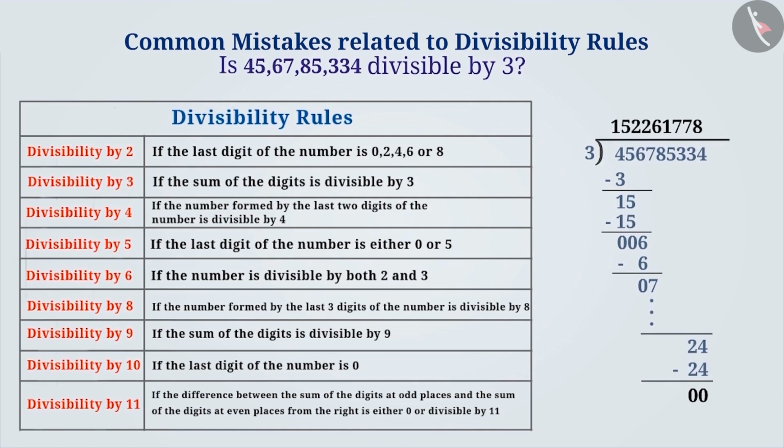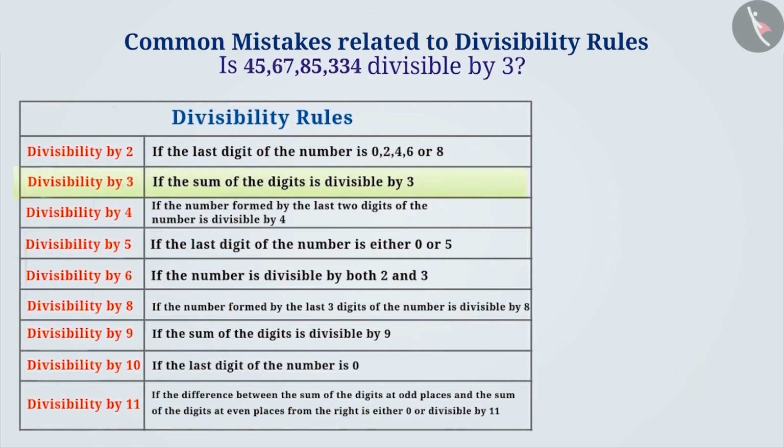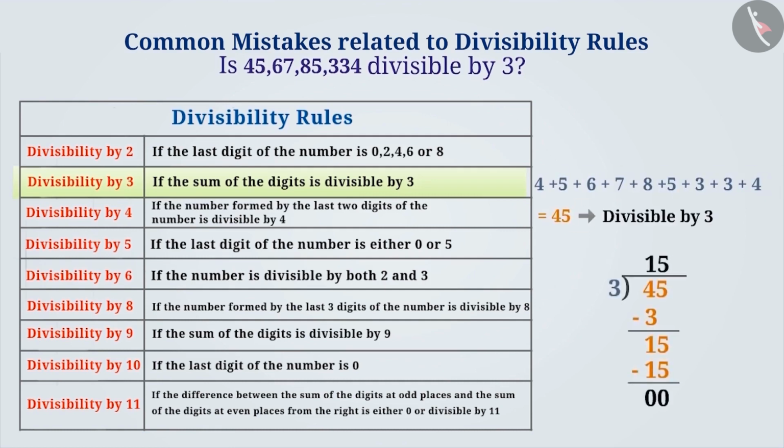Divisibility rules help check for divisibility. For example, the rule of divisibility by 3 says if the sum of all the digits is divisible by 3, then that number is also divisible by 3. Here, the sum of the digits of the given number is 45, which is divisible by 3. Therefore, this number is divisible by 3.